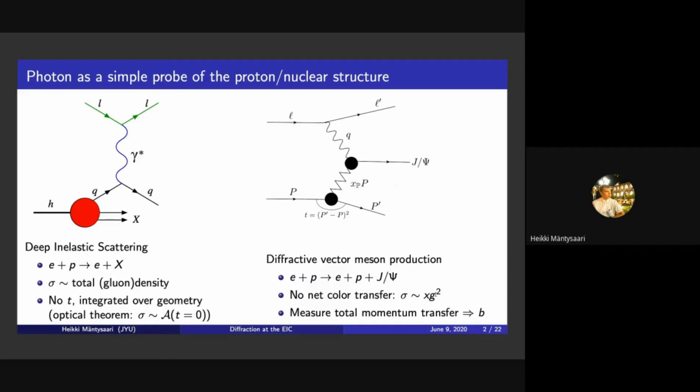The other advantage is that by measuring the transverse momentum of the vector meson, you know what is the total momentum transfer in the process. And it's the Fourier conjugate to impact parameter. So by definition, this is the process that measures the spatial distribution of gluons in the protons or nuclei that are probed in these high energy collision processes.